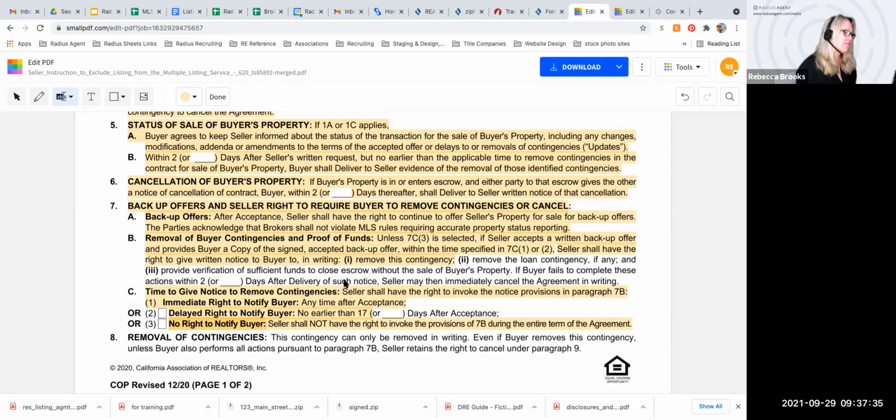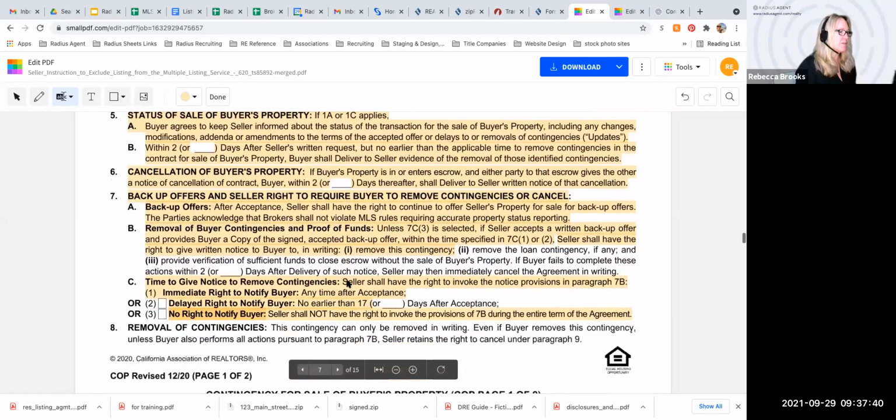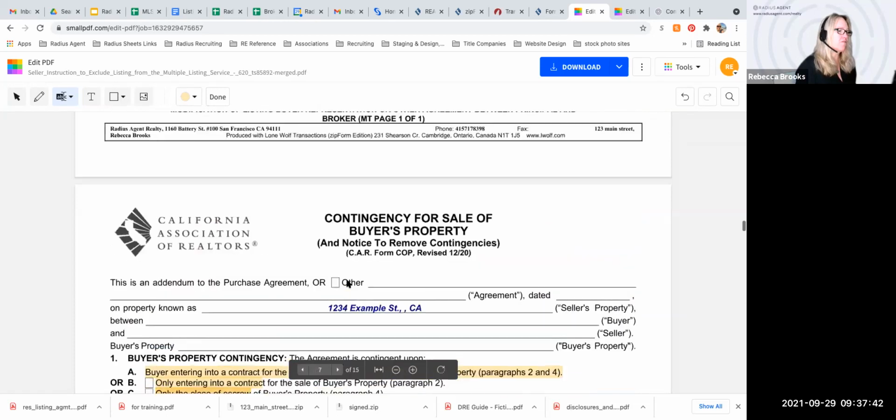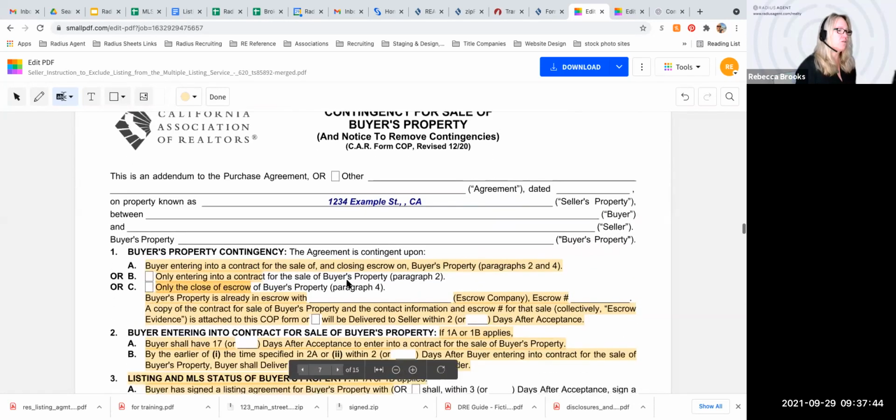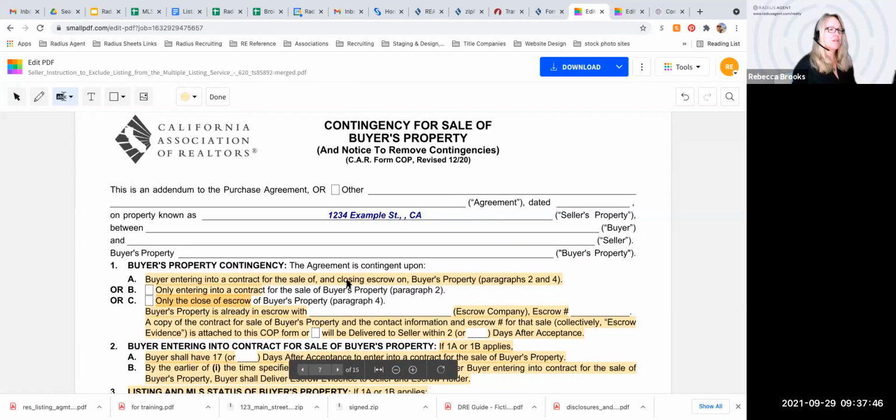All right. So does anybody have any questions? I know I went really fast, but this is one of the most confusing forms out there. And if you do have a scenario where you're going to be using the COP form, definitely please reach out to me, or any other senior agent, and I will help you fill this out. Okay, because this is a hard one.